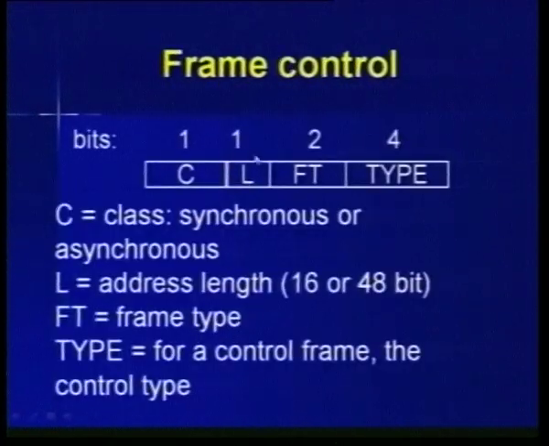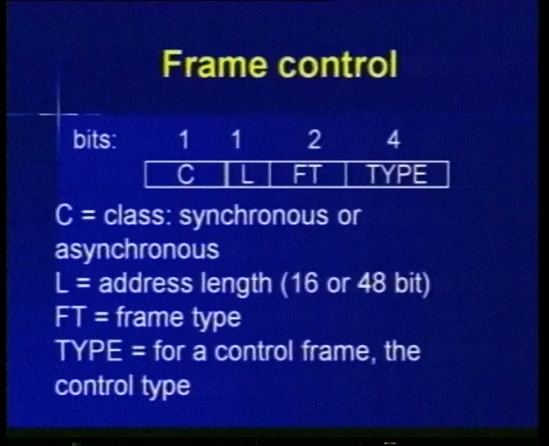If we look at the frame control field, remember that this is again a very important field because it is the one that distinguishes between a token frame and a data frame, and has additional information about what kind of data is carried in the frame. Here you can see that there are 4 subfields. We have the C bit, which indicates the class of data that is being transmitted. Here we talk about a synchronous or asynchronous class of data. Then you have an L field, which specifies the address length.